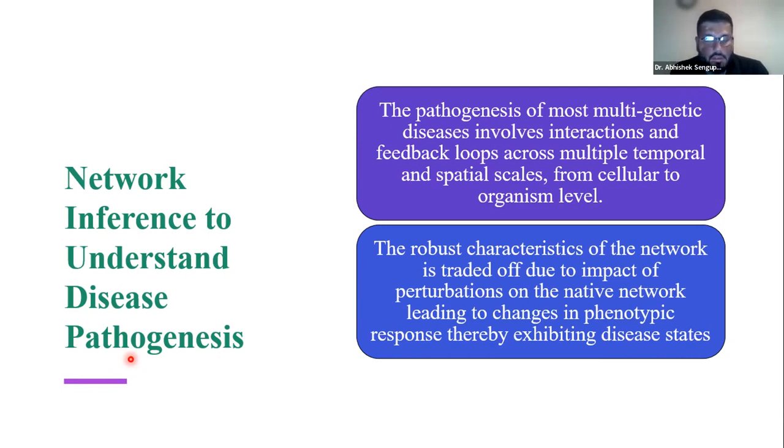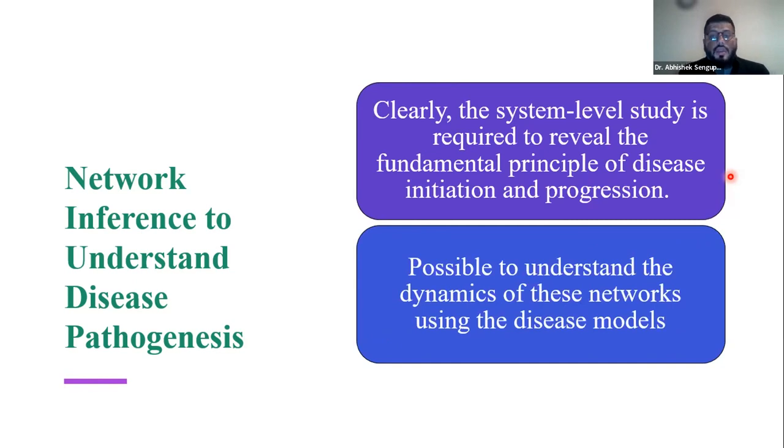Systems biology is used to decipher these multiscalar aspects of pathogenesis. The pathogenesis of most multi-genetic diseases involves interactions and feedback loops across multiple temporal and spatial scales, from cellular to organism level. So the robust characteristic of the network is traded off due to the impact of perturbations on the native network, leading to changes in the phenotypic responses, thereby exhibiting disease states, right? Clearly, a system level study is required to reveal the fundamental principles of disease initiation and progress, and it is possible to understand the dynamics of these networks using the disease model.